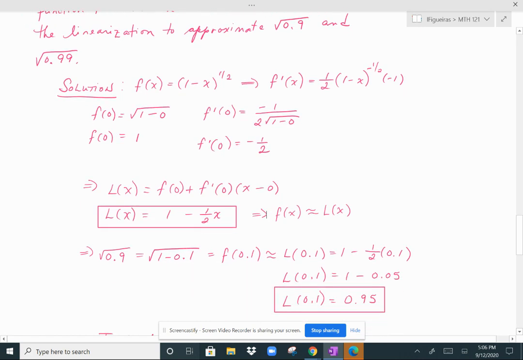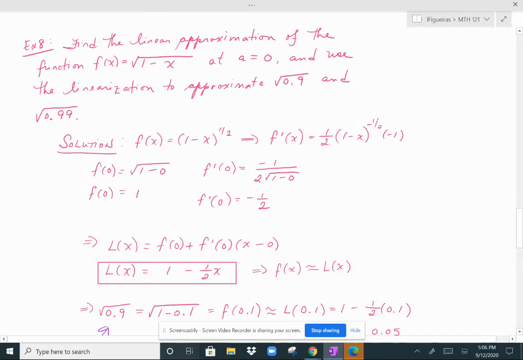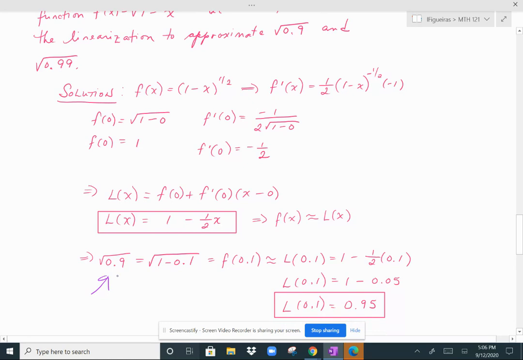So now I have to use it to approximate the square root of 0.9. Okay, but that doesn't mean that the x value is 0.9. Remember, the function is the square root of 1 minus x. So how would my square root equal 0.9?